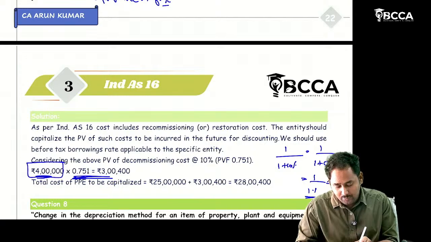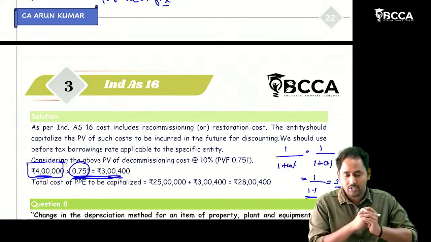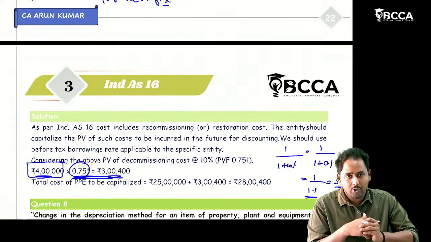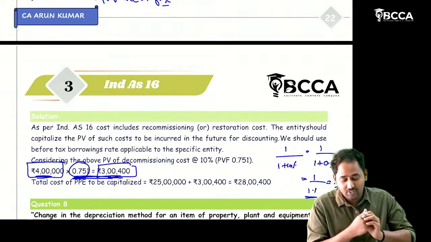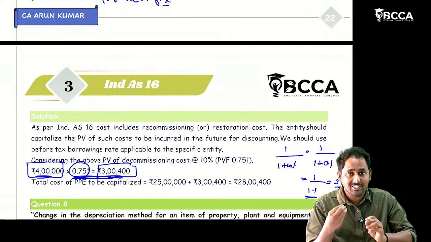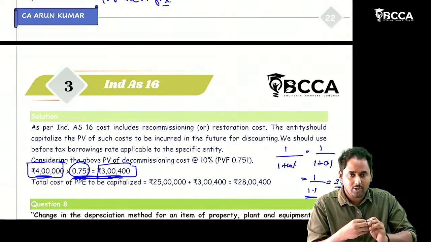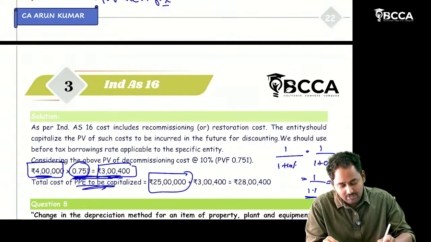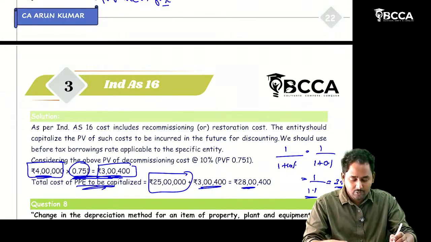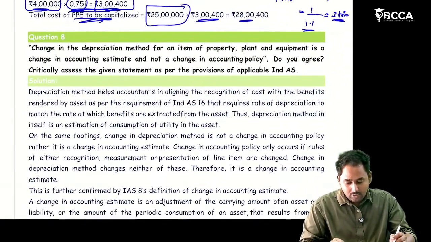So 4 lakh rupees into 0.71 is 3 lakh 400. So if you wanted to pay this cost today, you would incur a cost of 3 lakh 400. But you are not paying these 3 lakh 400 today, so you should record it as a liability and you will incur it in the future. So the total cost of PPE should include 25 lakhs plus 3 lakh 400, 28 lakh 400. Then coming to question number 8.